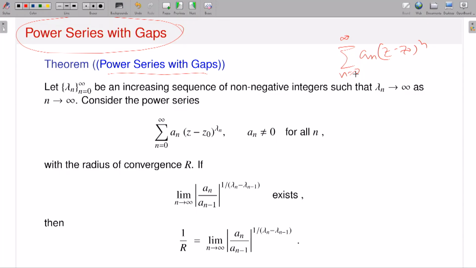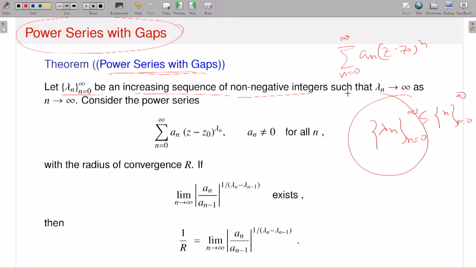A power series with gaps means there should be a gap. That means it can take values like 2, 4, 6. From 2 to 4, 3 is missing; from 4 to 6, 5 is missing; from 6 to 8, 7 is missing. So there is a gap. That's why this is called a power series with gaps. Now in general, how do I define it? Start with a sequence lambda n, an increasing sequence of non-negative integers, lambda n for n from 0 to infinity, such that lambda n approaches infinity.